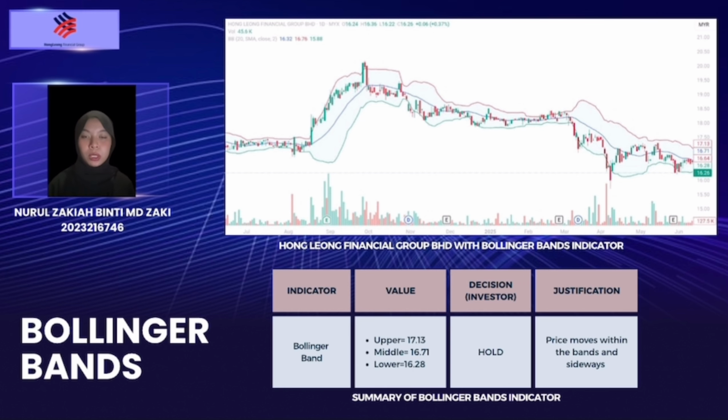The decision for traders is to hold, because it indicates that the price stays between the upper and lower band, which means no potential overbought or oversold, and there's a sideways movement, and no recent news that can influence traders to buy or to sell.